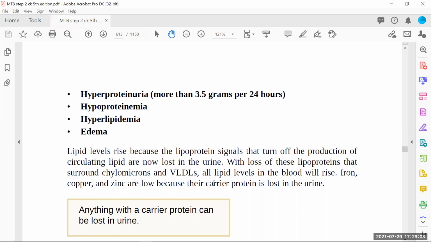And iron, copper, and zinc are low because their carrier proteins are lost in the urine. Why are iron, copper, and zinc low? Because they need some protein to travel.